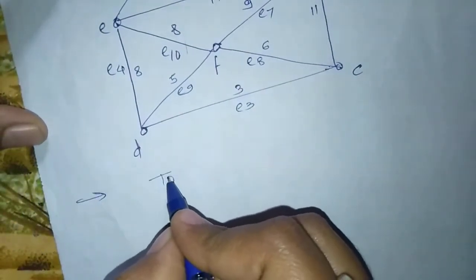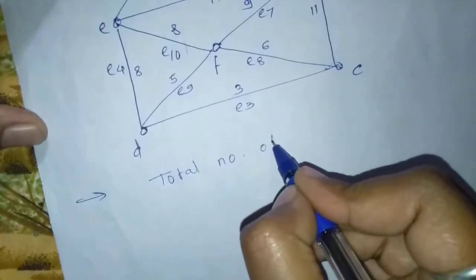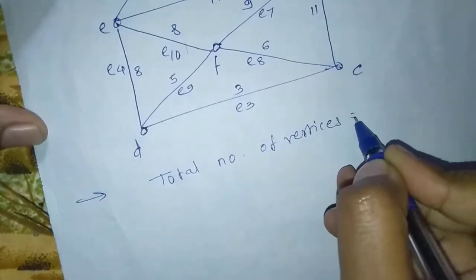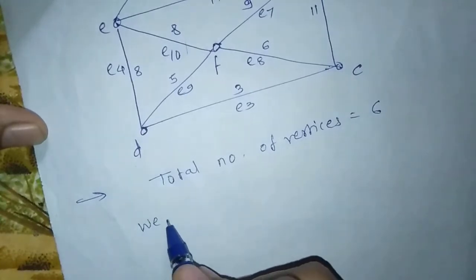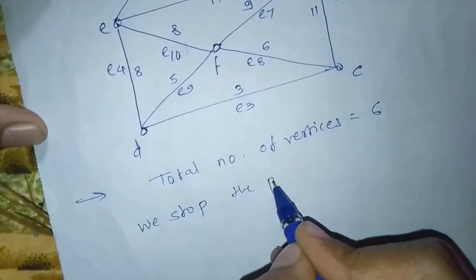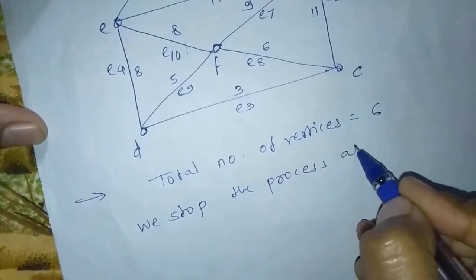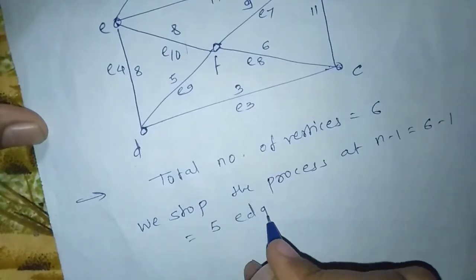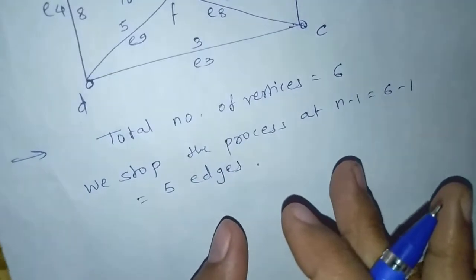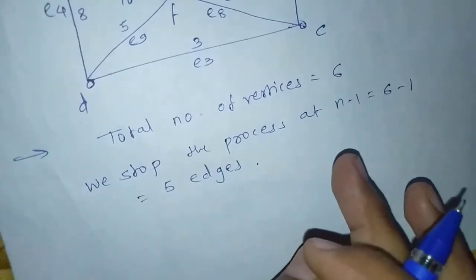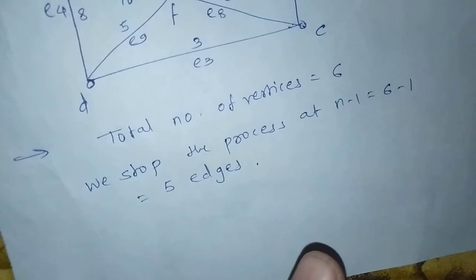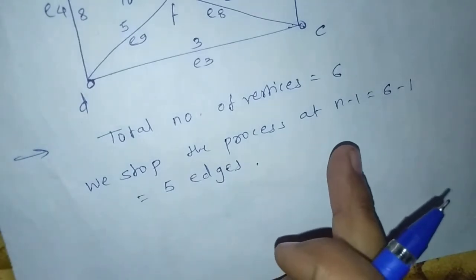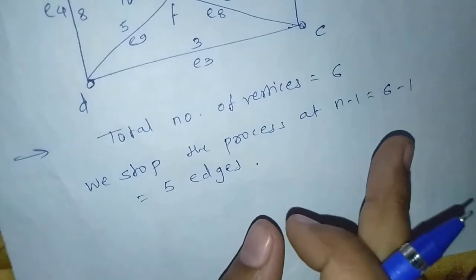Solution. First of all, total number of vertices is equal to 6. So we stop the process at n minus 1 is equal to 6 minus 1 is equal to 5 edges. Why we stop the process at n minus 1? Because if spanning tree contains n vertices, it contains n minus 1 edges. That's why here we stop the process at n minus 1, means 6 minus 1.